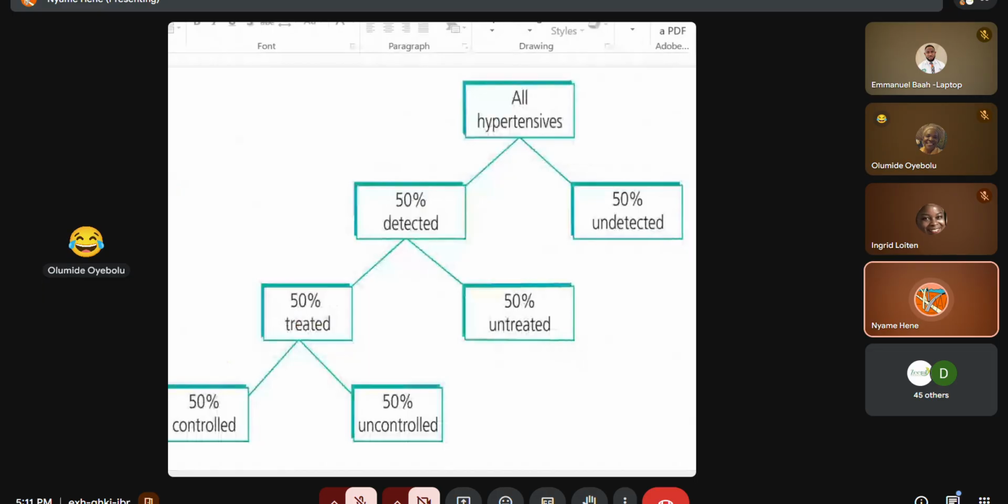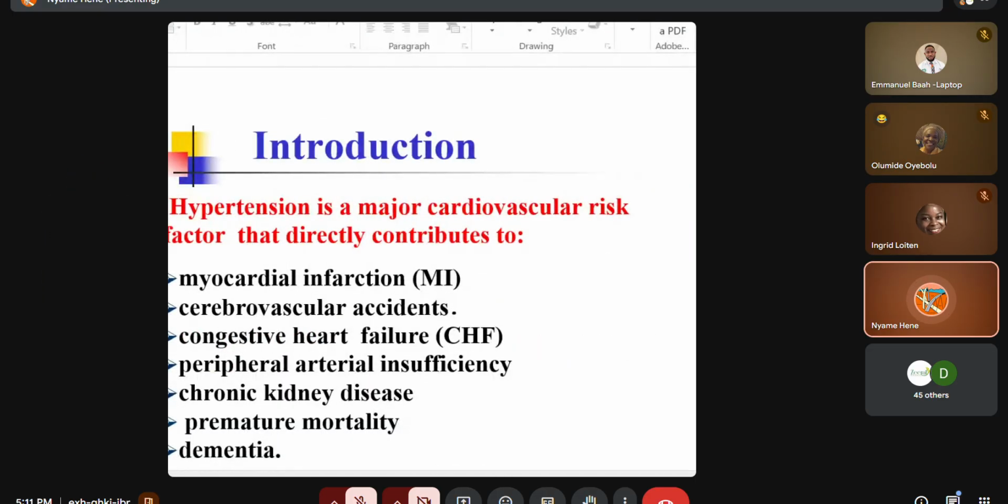So he said what? Introduction. Hypertension is a major cardiovascular risk factor that directly contributes to... So hypertension is one condition that spans or travels through a lot of conditions. You understand? It is the basis for the majority of conditions, the majority of things that happen. BP really worries a lot.